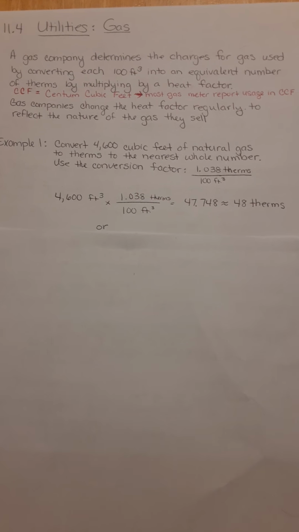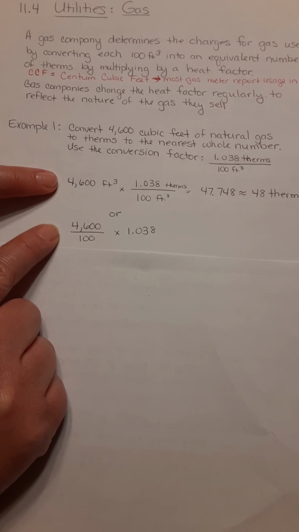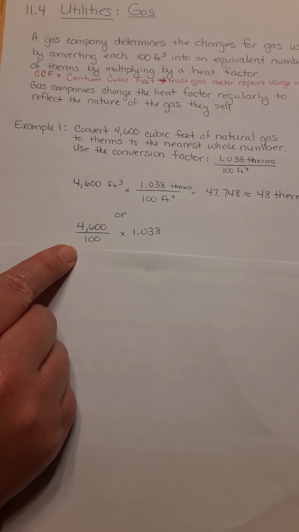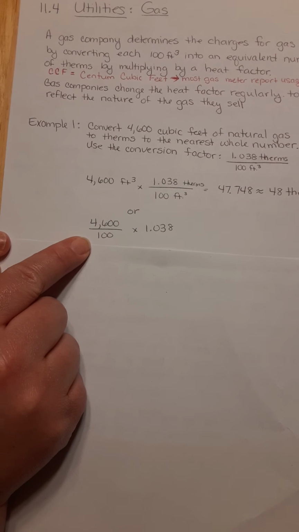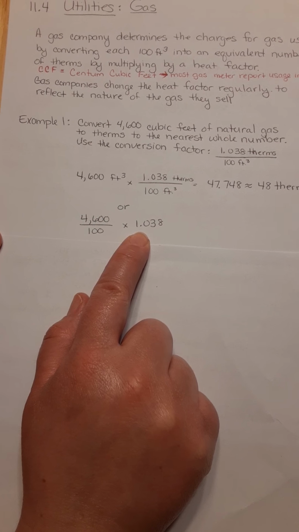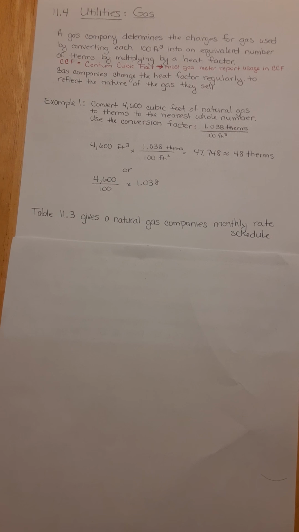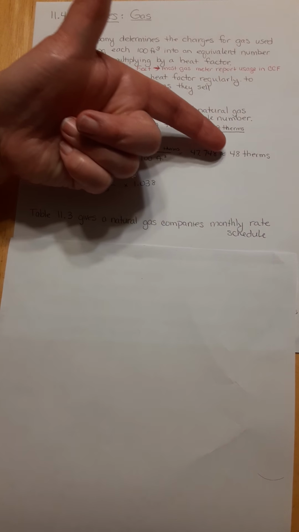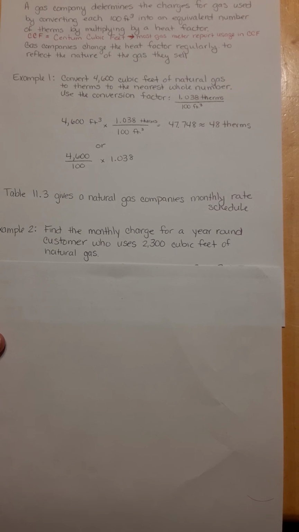Another way to look at it, as I said earlier, is we're going to take how many cubic feet I have and look at how many groupings of 100. I want to know how many CCFs I have. So I take the cubic feet, divide it by 100, and that gives me my CCFs. And then I would take that and multiply by my therms. So let's look at table 3. Remember, we just talked about it. That's going to give us our rate. Once I find my therms, I can go ahead and multiply that by the cost. So example 2 does exactly that.